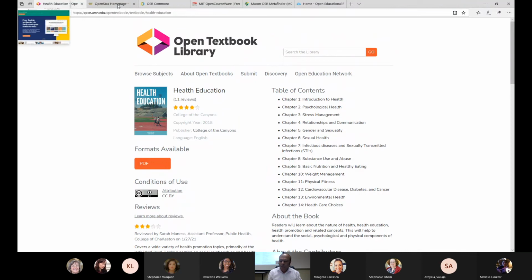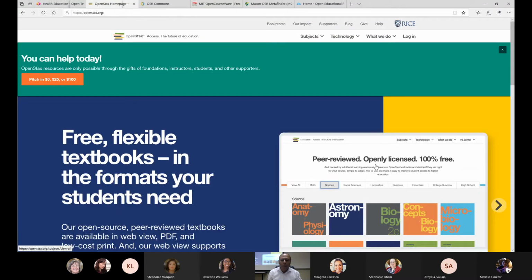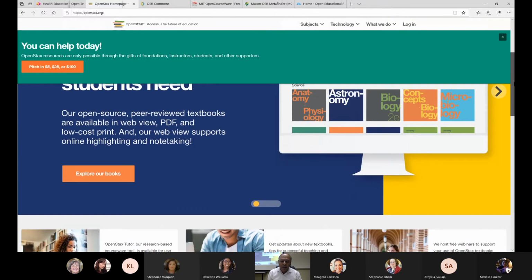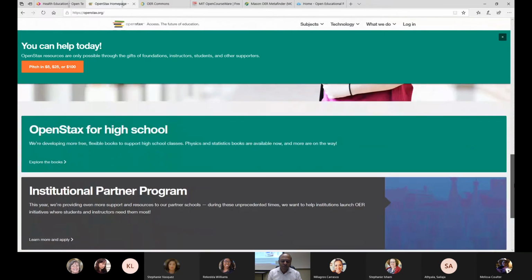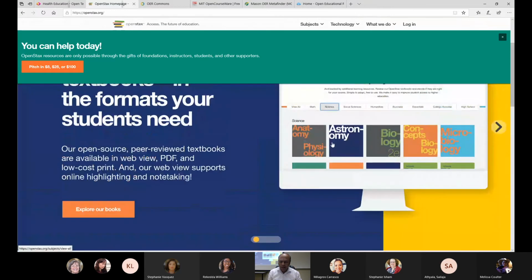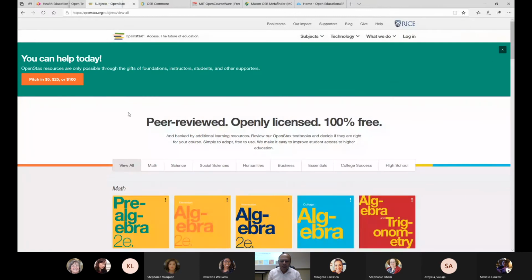I want to show another one called OpenStax, and all these links I provide in my open educational LibGuide, which I'm going to show you in my session, so you can get all these links there. OpenStax was created by Rice University, and this is very good for initial, basic course textbooks, for example, astronomy. You can see peer-reviewed, openly licensed, 100% free.